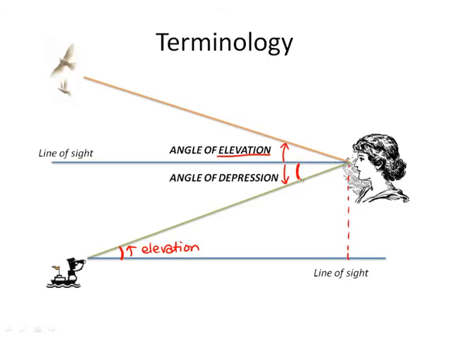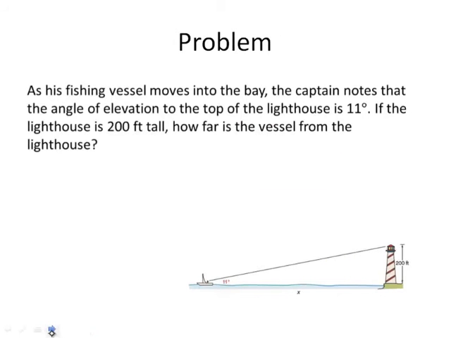This may be useful. Sometimes you're given this part, but you want to actually be using this triangle. Let's look at an example where we have an angle of elevation. So we have a fishing boat moving into a bay, and the captain notes that the angle of elevation to the top of the lighthouse, that is 200 feet tall, is 11 degrees. They're asking us how far is he from the lighthouse.